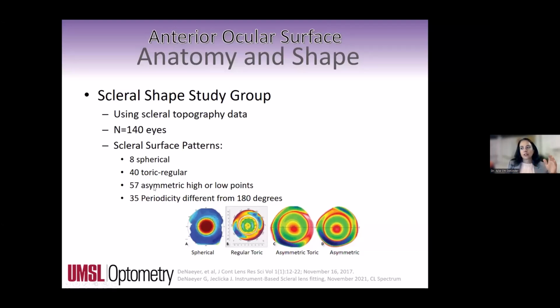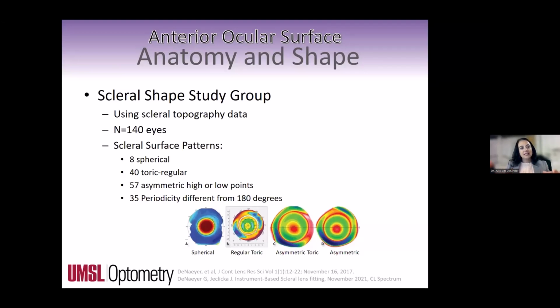40 were toric regular, then you had your asymmetric, and then the ones that were a bit more asymmetric from that. So you can see the bulk of them are toric. And the real key to having a successful scleral lens is having a lens that's evenly aligned. That's why you have to have that toricity, because you really want that lens to land evenly on the sclera. If you have a lens that's landing evenly, even if it's a tad tight, which is my preference, it's not going to cause blanching or discomfort for the patient. It's actually going to be very, very comfortable.